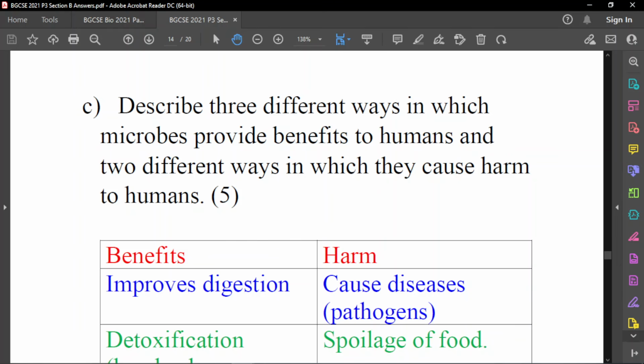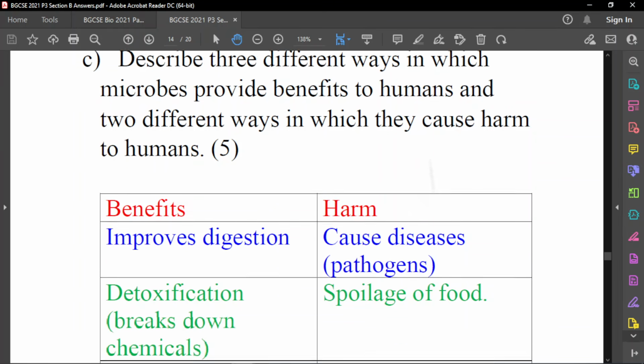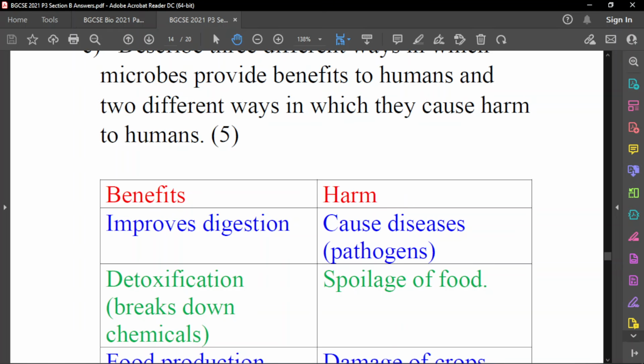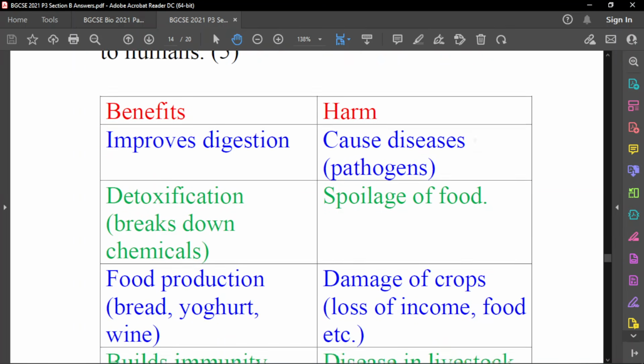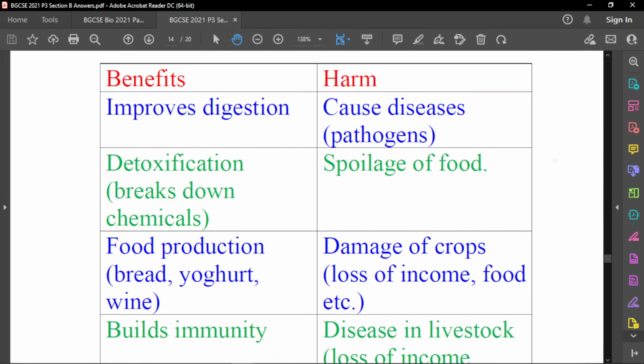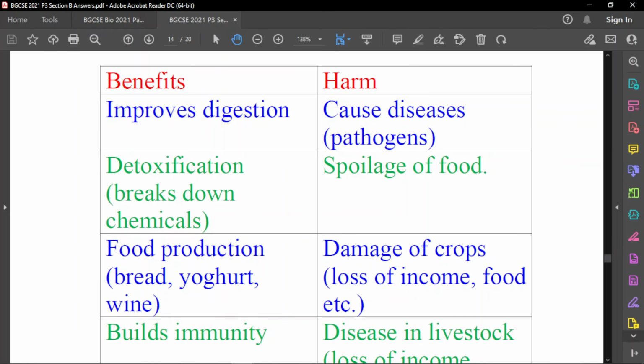It said describe 3 different ways in which microbes provide benefit to humans and 2 different ways in which they cause harm to humans. All right, so remember now, microbes could be beneficial to us. Bacteria, good stuff. As a matter of fact, most bacteria don't even harm us, just to make a mention of that. Only a few of them really cause diseases. They are called pathogens, the disease-causing organisms.